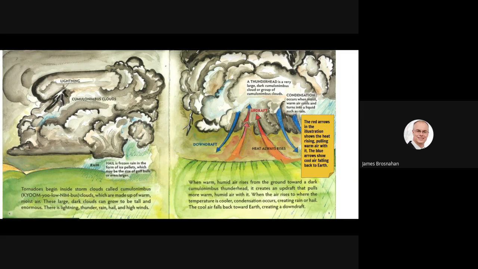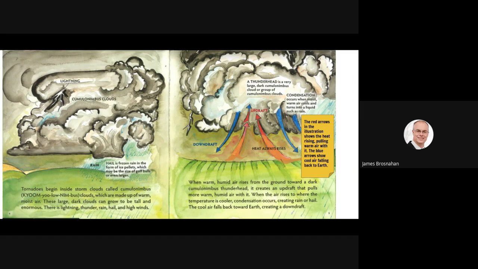When warm, humid air rises from the ground toward a dark cumulonimbus thunderhead, it creates an updraft that pulls more warm, humid air with it. When the air rises to where the temperature is cooler, condensation occurs, creating rain or hail. The cool air falls back towards Earth, creating a downdraft.